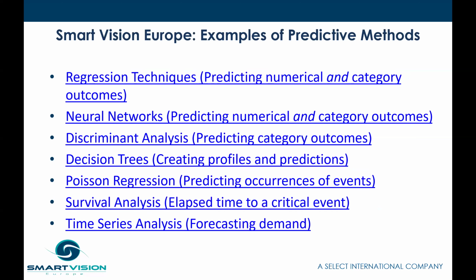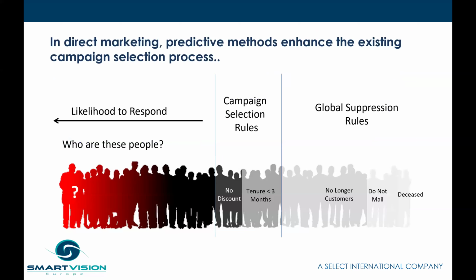So, examples of predictive methods from Smart Vision Europe: regression techniques, neural networks you could use. These are all methods you can use in SPSS. Discriminant analysis, decision trees, Poisson regression, survival analysis, time series analysis. These are all linked to little videos that we've done. So if you want to find out more about them, you can click on them, and you'll see a little video about how to make these different types of approaches work.